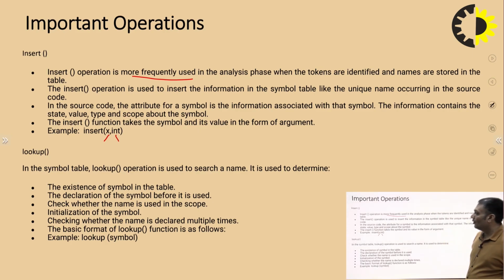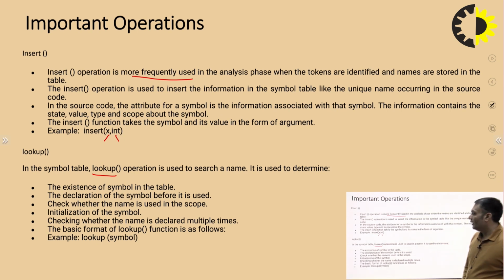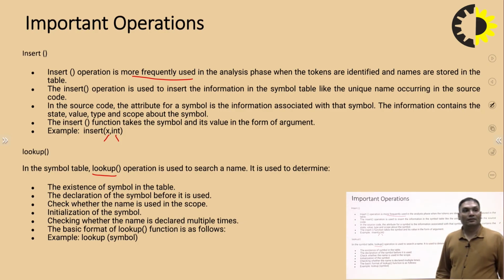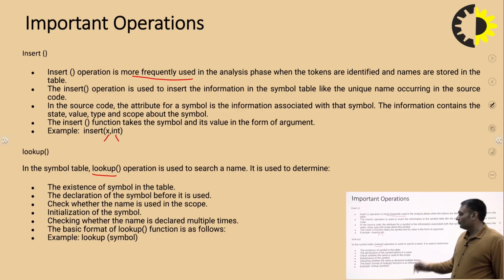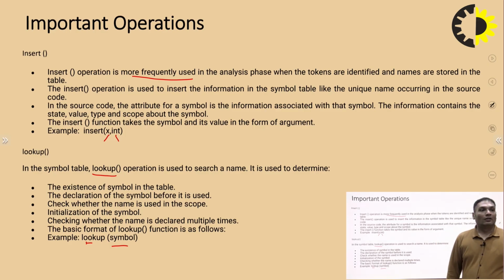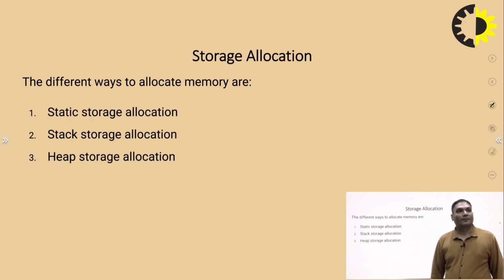And the lookup operation executes the lookup function, and it is just to search for the symbol inside the symbol table. If it is not present, then this will display an error that the symbol is not present. So for the lookup example, the symbol that we want to look up, we will put inside the argument.